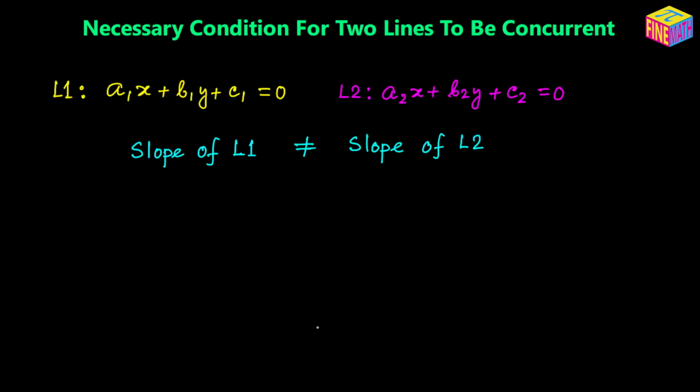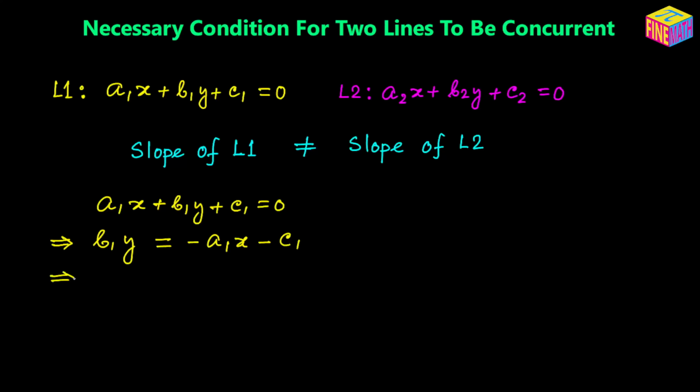Now what is the slope of line 1 from this equation? Well, let's convert this equation into the y equals mx plus b form. So here the equation was like this. The first equation is a sub 1 times x plus b sub 1 times y plus c sub 1 is equal to 0. And from here we can say, well, then b sub 1 times y can be written as negative a sub 1 times x and minus c sub 1.